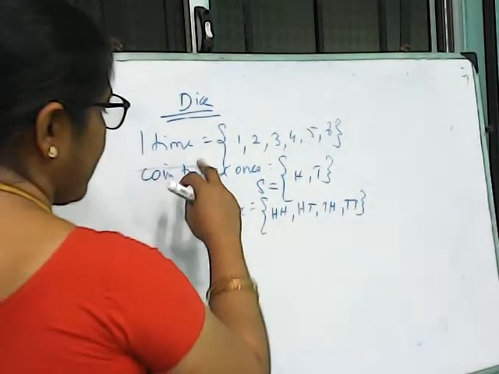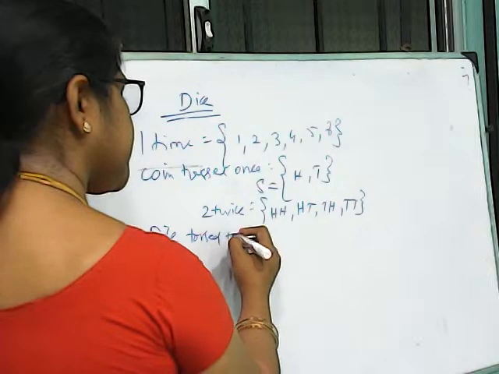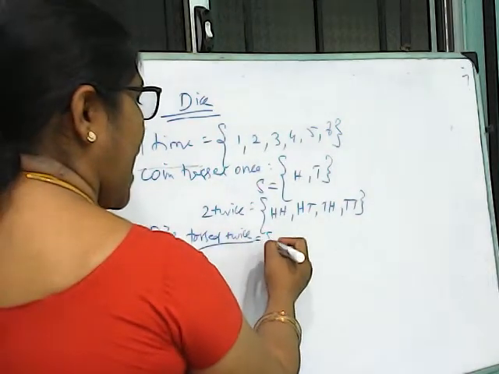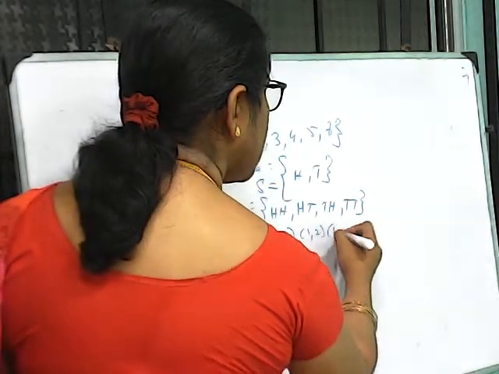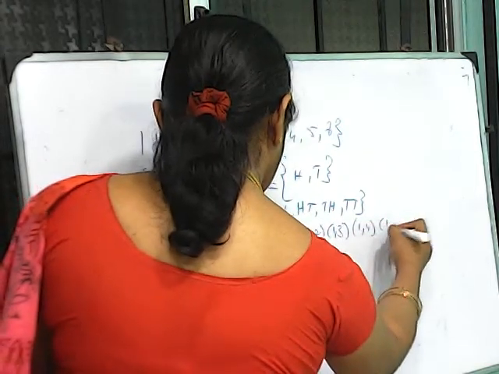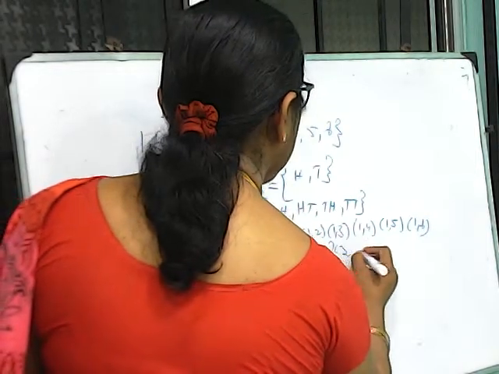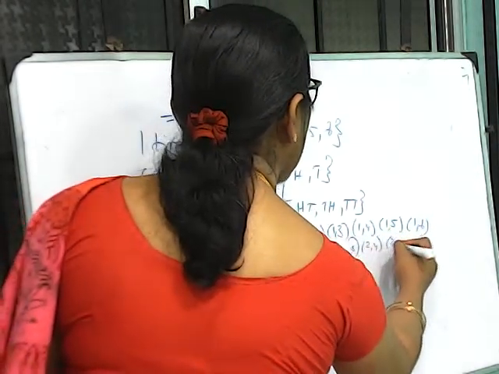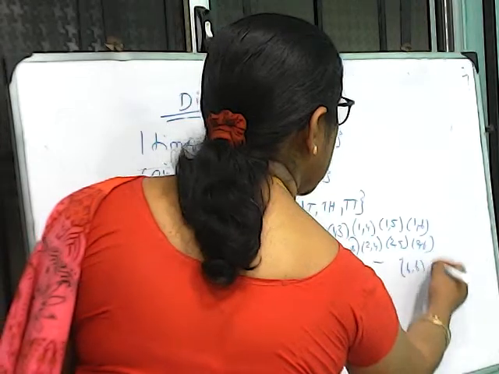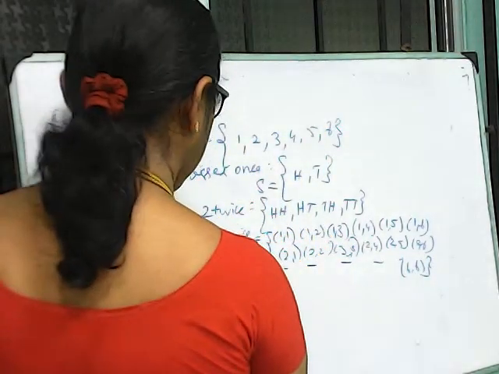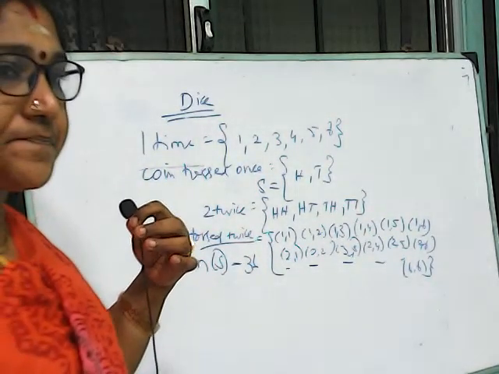Next, dice. 2 dice tossed, you have 36 outcomes. It comes as 1,1, 1,2, 1,3, 1,4, 1,5, 1,6, 2,1, 2,2, 2,3, 2,4, 2,5, 2,6, and so on, till 6,6. So n of s in this case, you will have 36 outcomes.